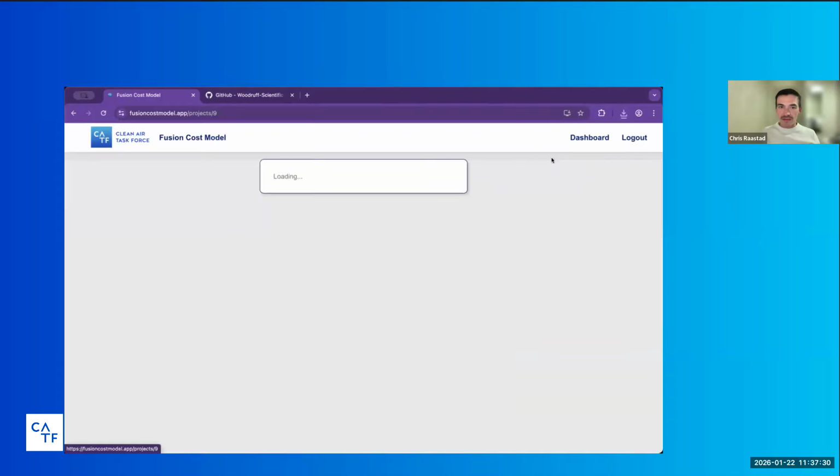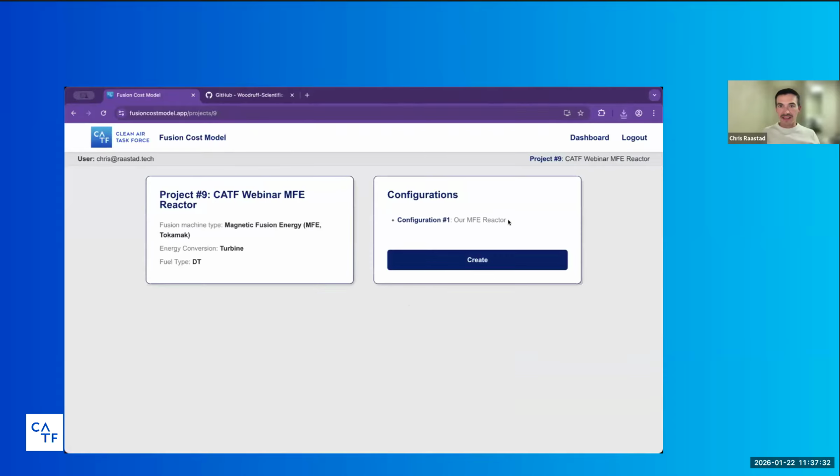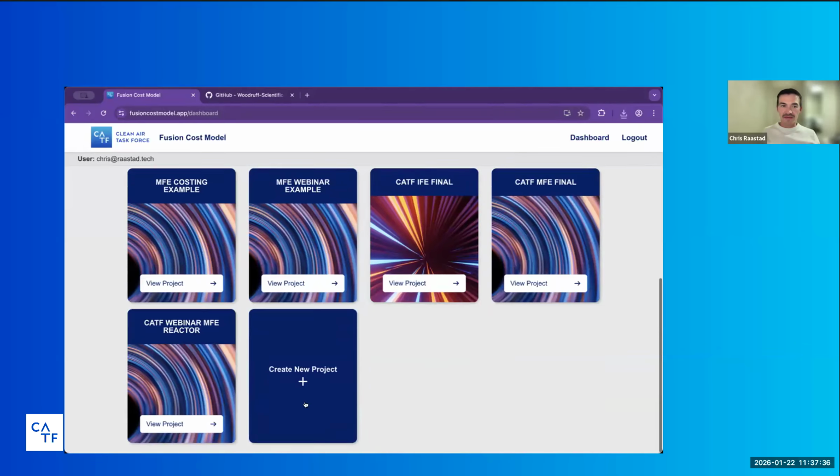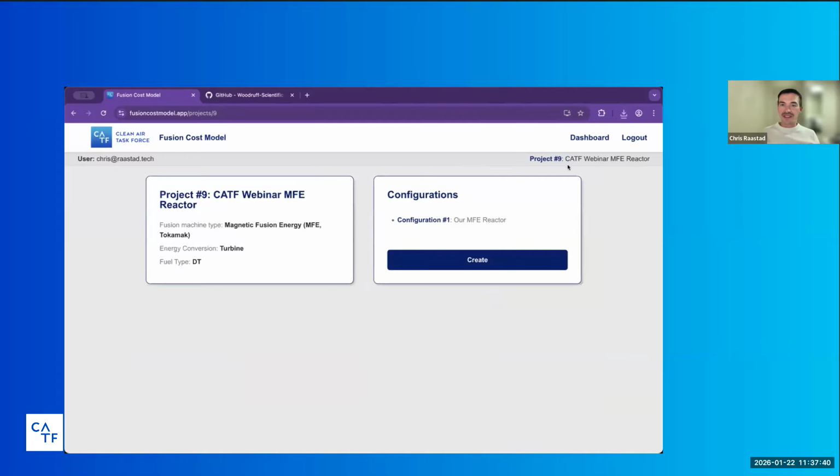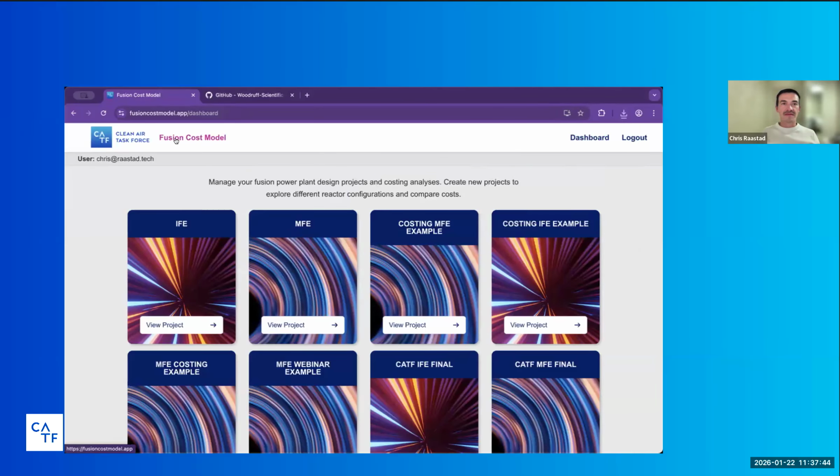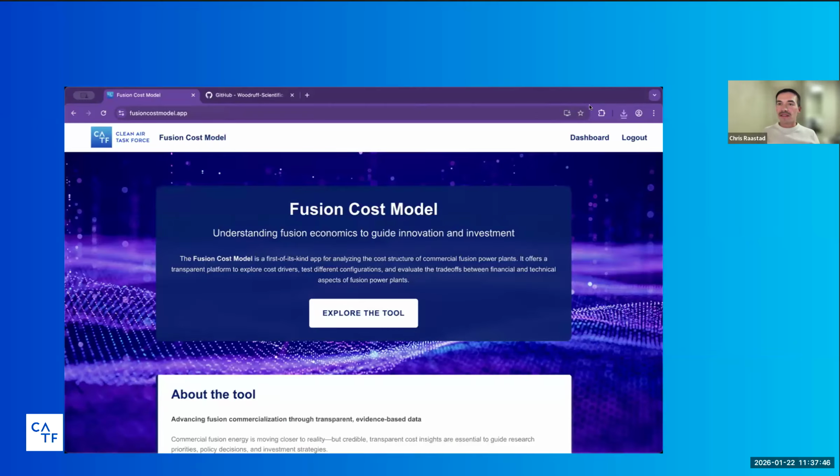And if you come back to your project, you'll be able to see the configuration in there. And in your dashboard, you'll see the project. So you can go through, do the same thing for IFE, and generate another report. All right, so that concludes the demo of the fusion cost model. I'll let you take over, Jack. And Jay. Jay will go through now the report that gets generated.